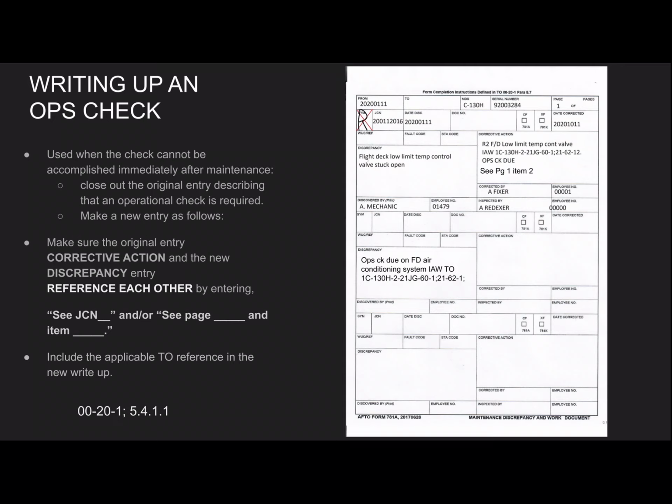Writing up ops checks. Ideally you want to get your ops checks done after the maintenance so that you don't have to do this, but in the case that you don't have time for it, this is what you would do. In the corrective action of your original discrepancy, you write that the ops check is due, and you also reference where the write-up is for that ops check. Then when you're making the write-up for the ops check, you have to have a TO that references where the ops check is to be done, and you also reference the original write-up. So those two must reference each other.